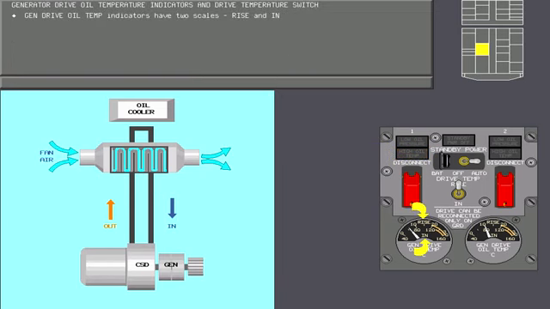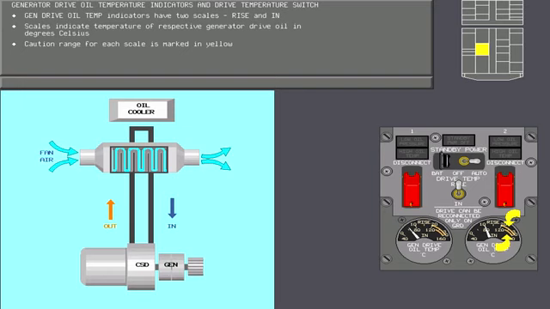The generator drive oil temperature indicators, one for each generator drive, have two scales, rise and in. Both scales indicate the temperature of the respective generator drive oil in degrees Celsius. The caution range for each scale is marked in yellow.